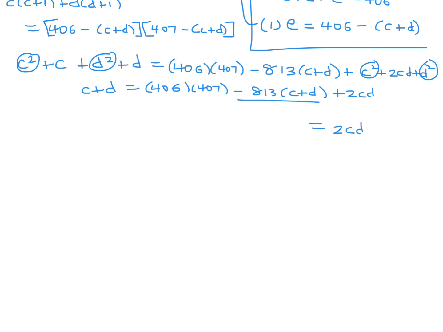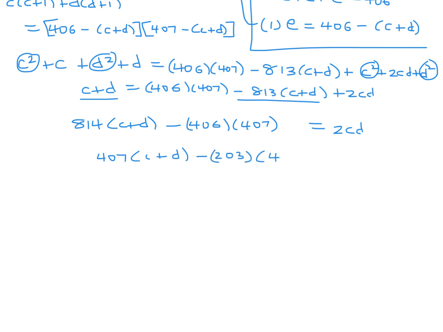So when I combine this guy with this guy, it's going to be 814, I believe. Yeah, 814 C plus D, and then this will be minus. And then I think I can just divide through by 2. So this will be 407 C plus D, and this will be 203 times 407, and this will just be CD. And then at this point, I can factor out a 407, and I get C plus D minus 203 is equal to CD.